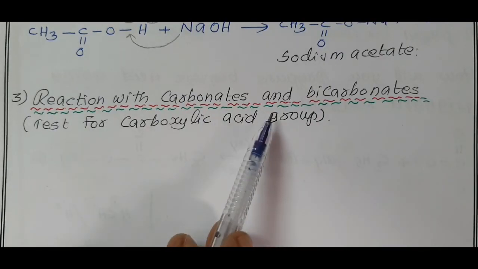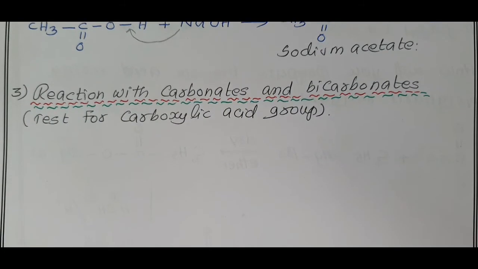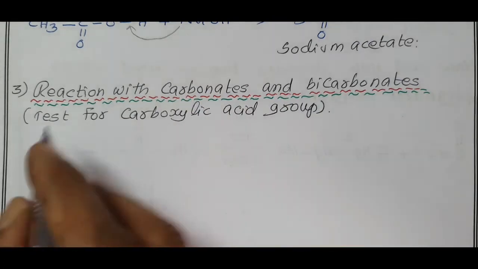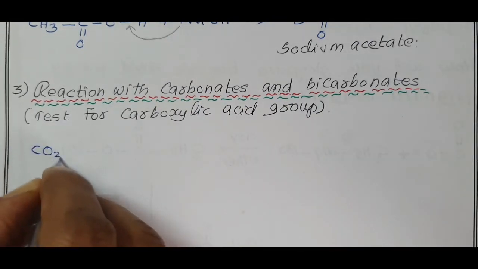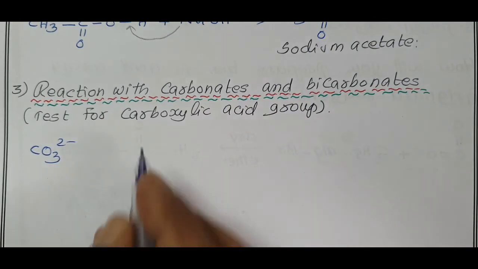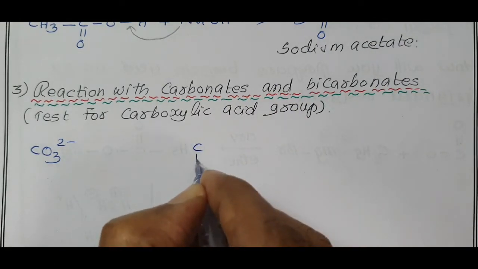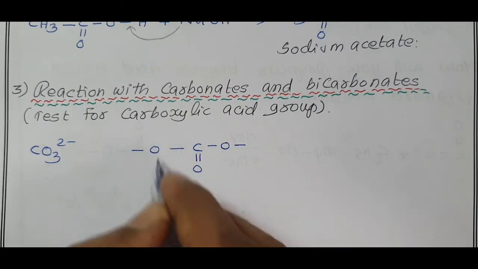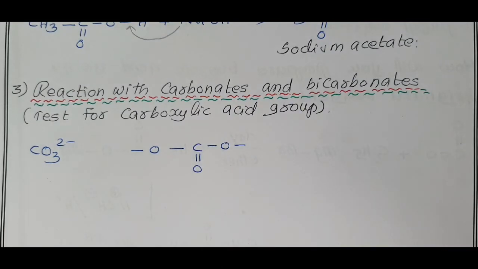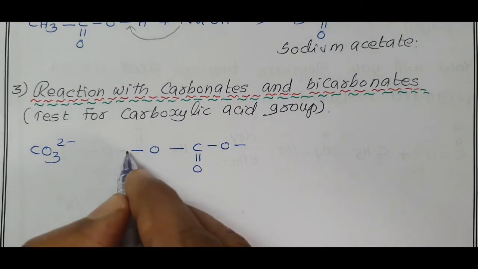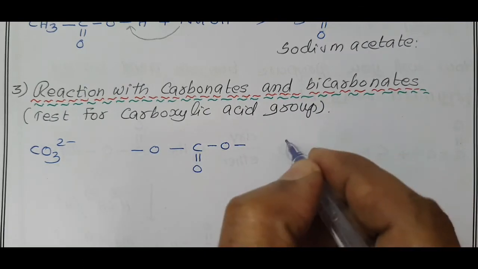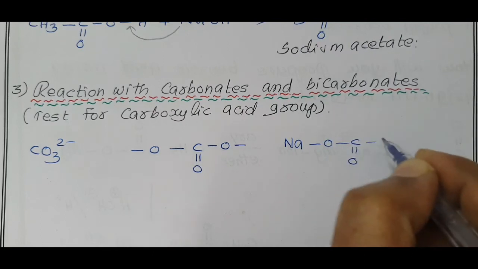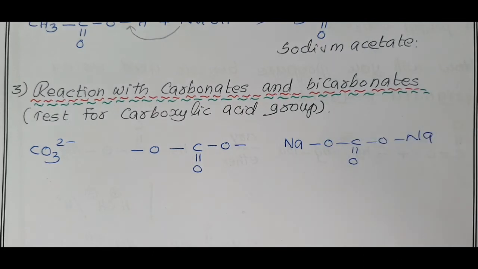Reaction with carbonates and bicarbonates. This is one of the tests for carboxylic acid. Carbonate is the CO3 2 minus ion. Valency for carbon is 4. We know the carbonate: C=O, O minus, O minus. Carbonate 2 minus ion. If the 2 minus charges are occupied by sodium, NaOC=ONa, this is nothing but sodium carbonate.